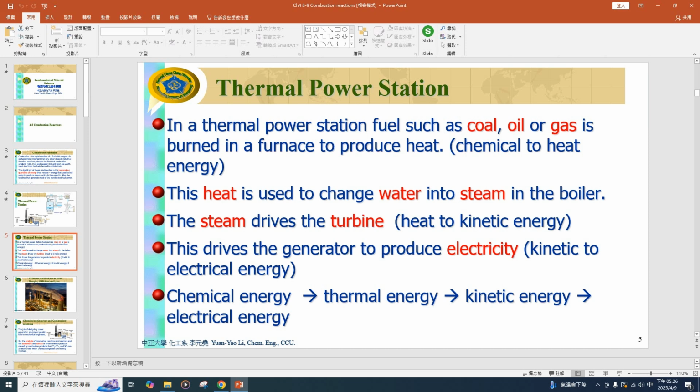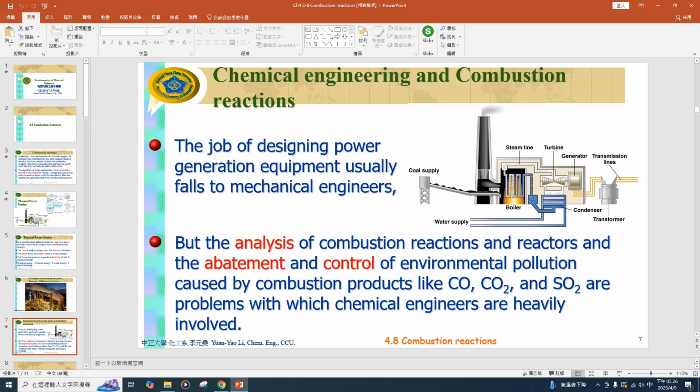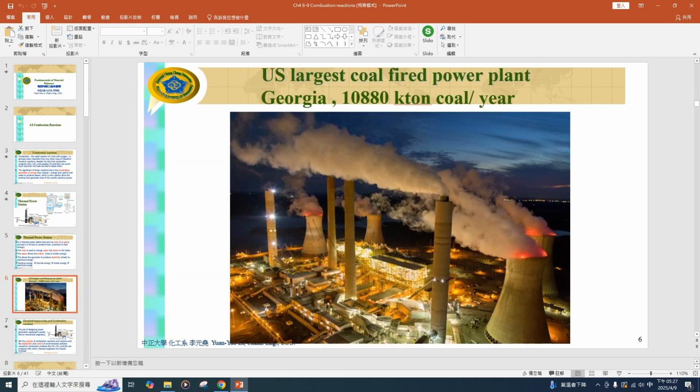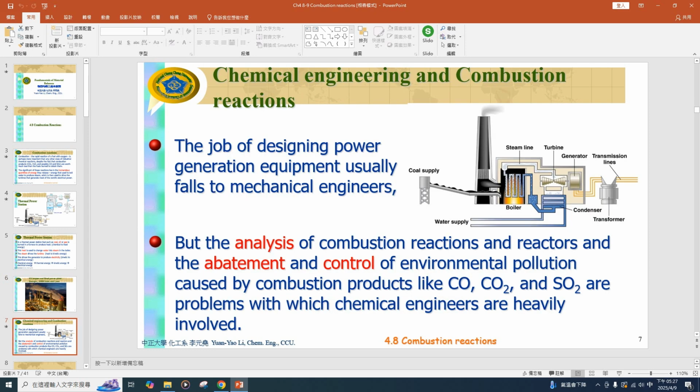Okay? So then what is chemical engineering related to the combustion reaction? This power station normally involves two types of engineers. One is chemical engineers. One is mechanical engineers. A chemical engineer is related to the reactions. The mechanical engineer is related to this process. Okay? This is the biggest power station in the United States.